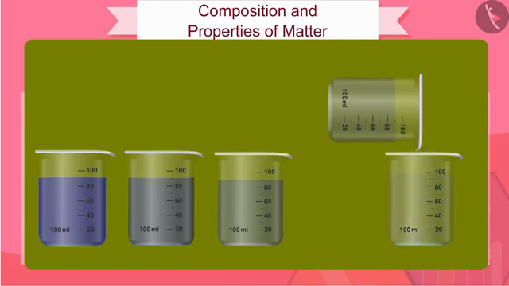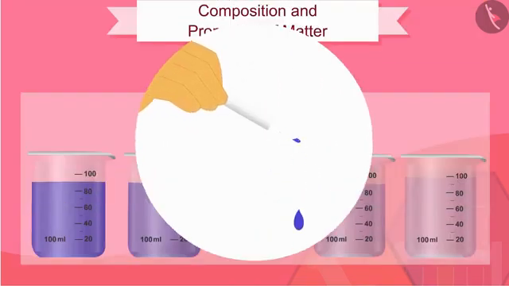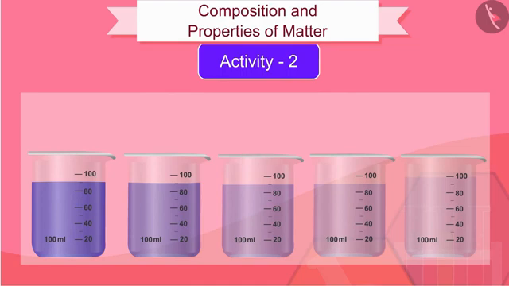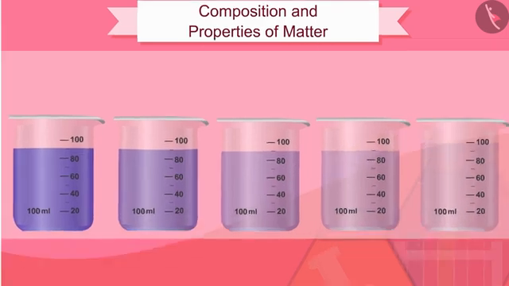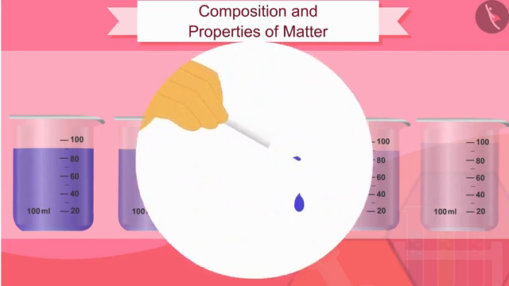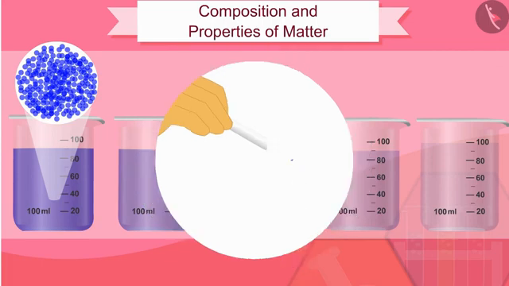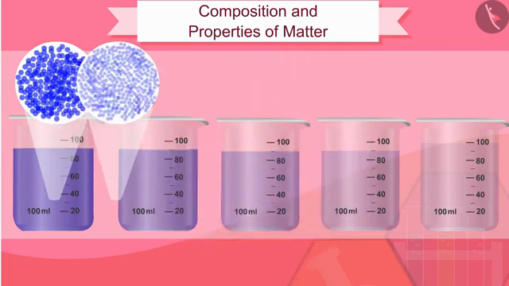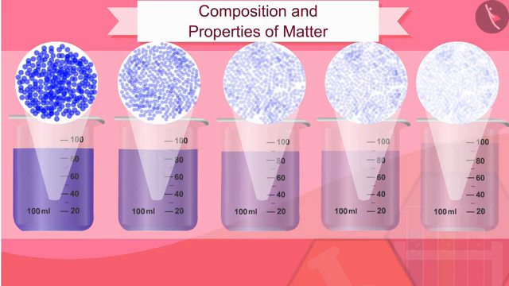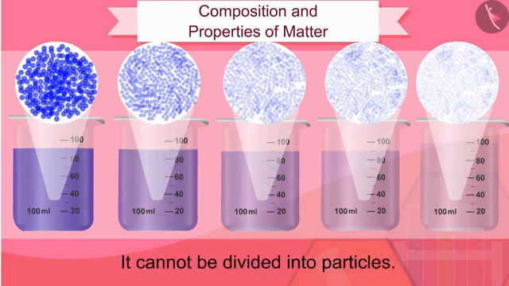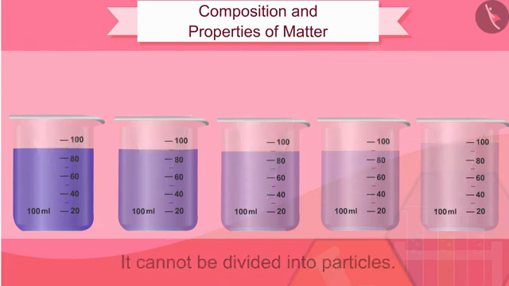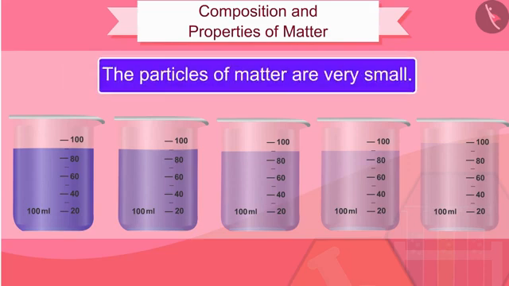This experiment shows that just a few drops of ink can color a large volume of water, about 1000 ml. From this, we can conclude that there will be many microscopic particles in each drop. These particles divide into smaller and smaller particles. Ultimately, in a situation, it cannot be divided into particles and small parts. By this activity, we can say that the particles of matter are very small.